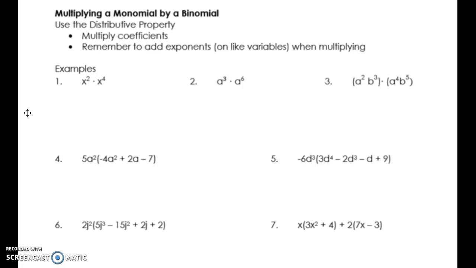So x squared times x to the fourth, what does that equal? X to the sixth. You add exponents together. So my answer here is x to the sixth. Go ahead and try number 2 and number 3.